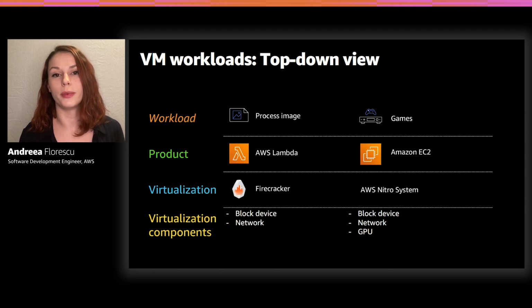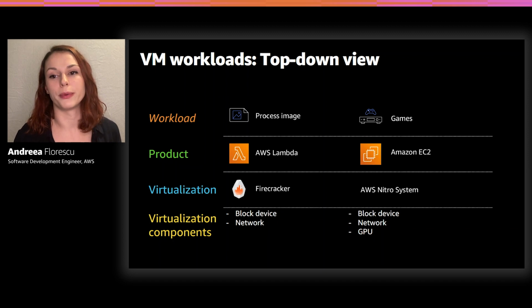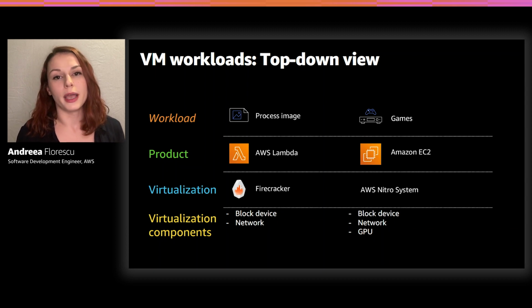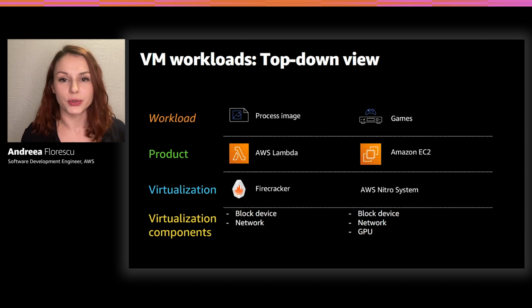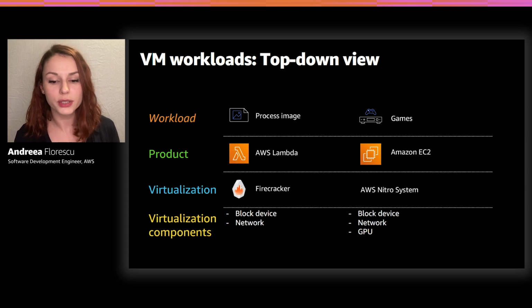Now, at the other end of the spectrum, let's say that we want to develop a game engine. And for this, we want to go the route of general purpose virtual machines. And so we are using Amazon EC2. Amazon EC2 is powered by the AWS Nitro system. And for this particular workload, the central pieces are three devices. We will need a block device for storage, again network for communication, but the difference here is the need for graphics, so GPUs.